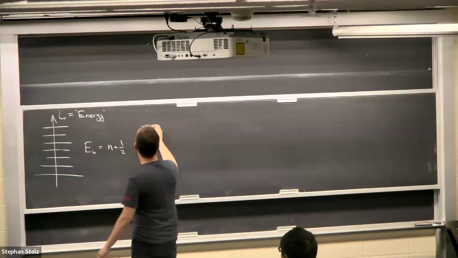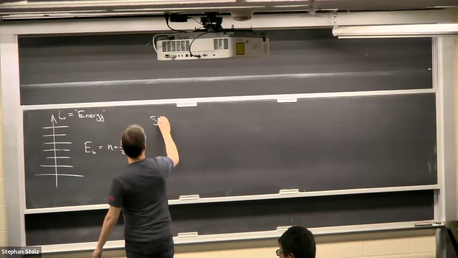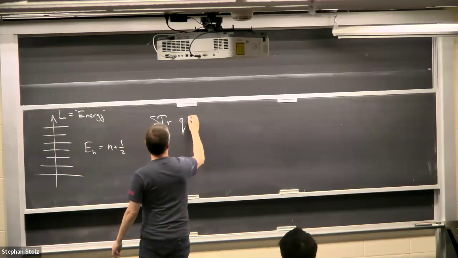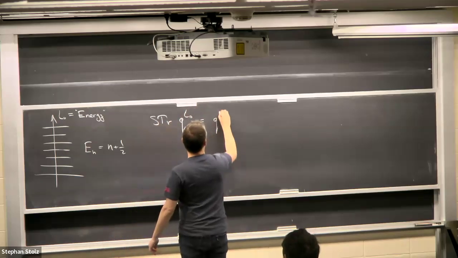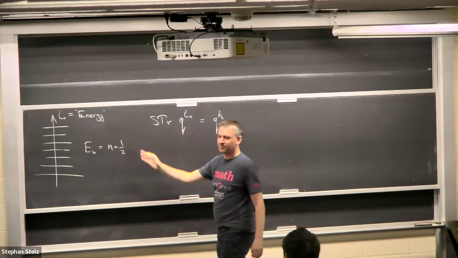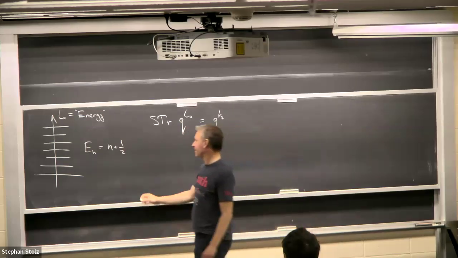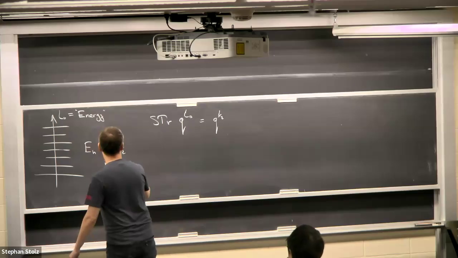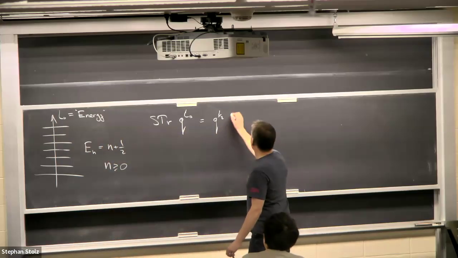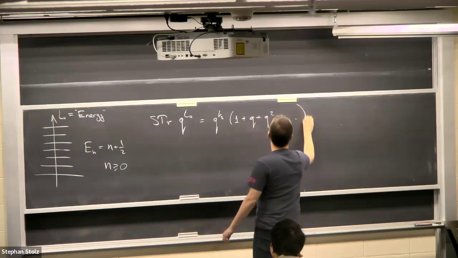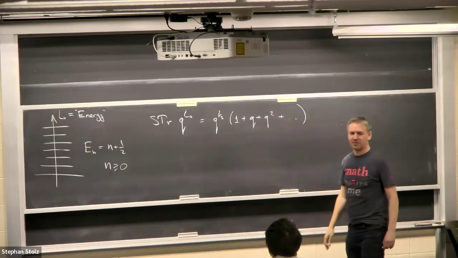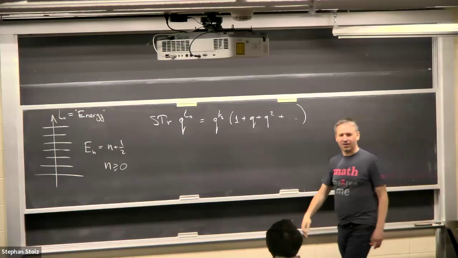So basically, I'm going to write the same thing. My supertrace of Q to the L naught, in this case its energy, is going to be Q to the 1/2 because that's the ground state energy. I'm assuming that N is non-negative. And then I'll have 1 plus Q squared plus ... So it's exactly in the same form as everything we had before. And that's not a surprise.